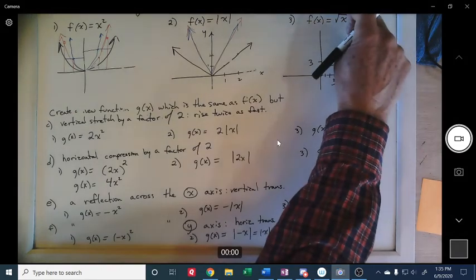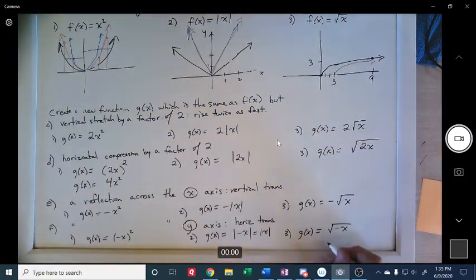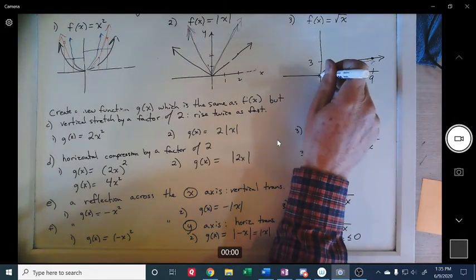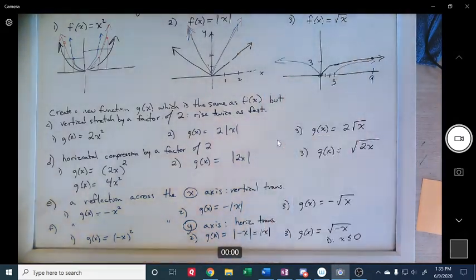Whereas the domain of this one was all the positive numbers, the domain of this one now is all the negative numbers. X must be less than or equal to 0. And the graph of this one is now going to look identical to that, but just going in the other direction, like this.